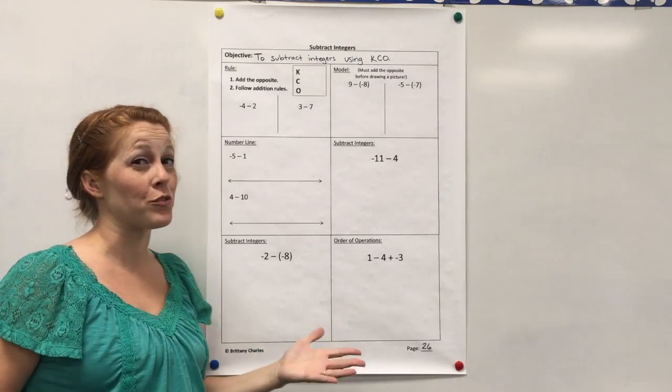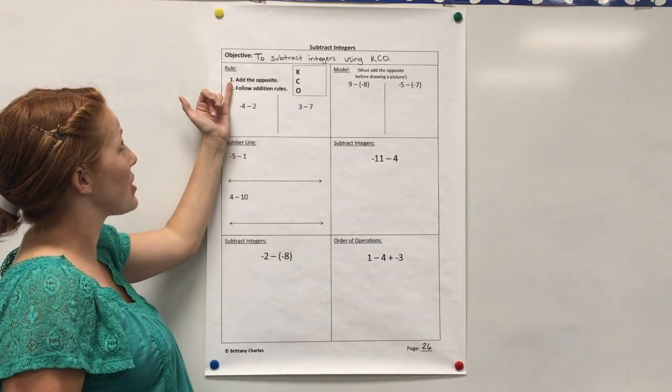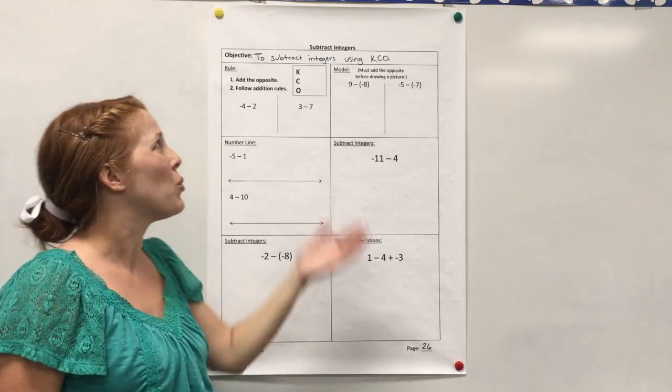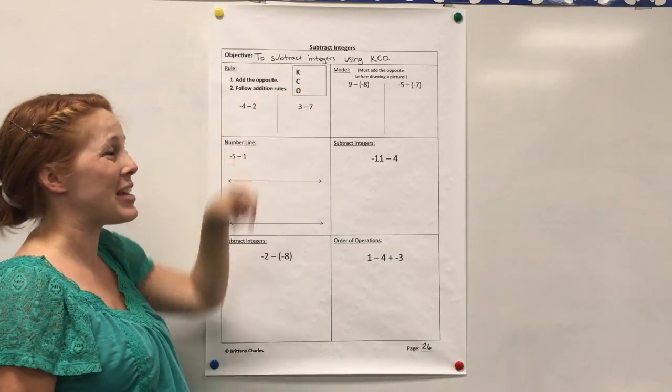Alright, so what is the rule for subtracting? Well, the first step is that you're going to add the opposite. Well, what does that mean? Well, that's why I'm using the little acronym KCO.